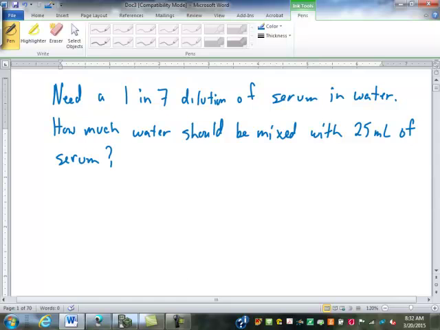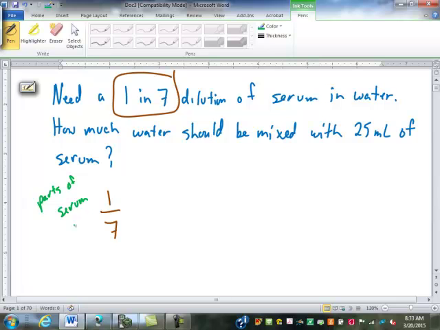So when we're working with a dilution, the first thing I always do is I write down the ratio of the dilution. This is a 1 in 7 dilution, so it's a 1 to 7 ratio. And then I label what those numbers mean. What does the 1 stand for? 1 is the parts of serum. And the 7 stands for total parts.